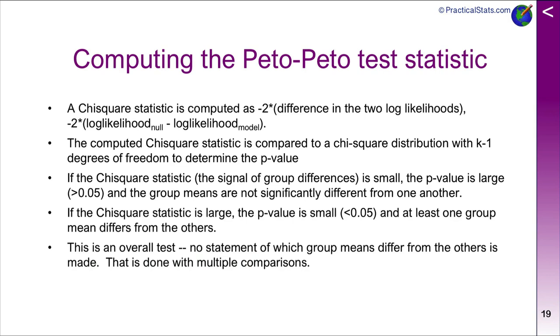And again, like the Kruskal-Wallis test, this is an overall test. There's no statement of which group means differ. Which group CDFs differ from others? I must have copied and pasted incorrectly here. I'm sorry. No, there's no statement of which groups differ from the others in their percentiles. That's done with multiple comparisons.